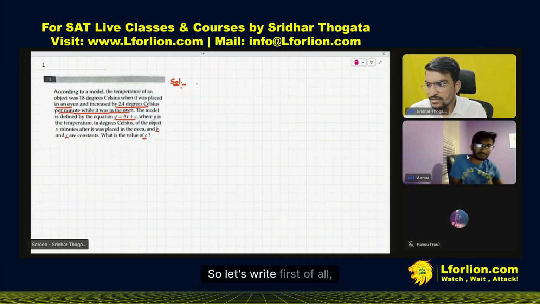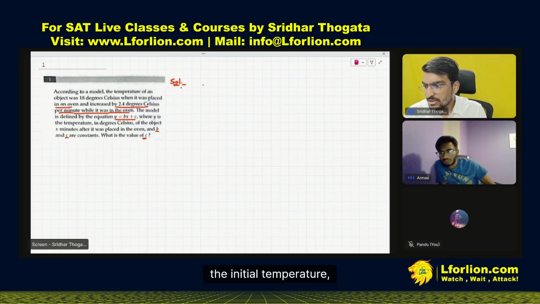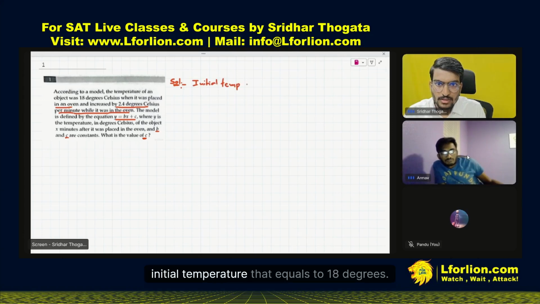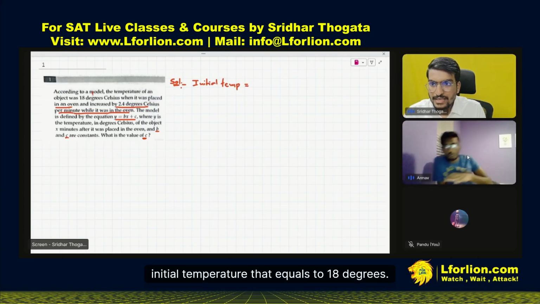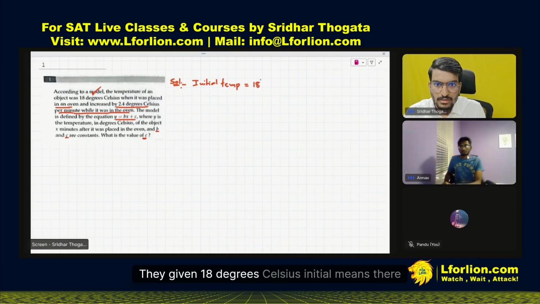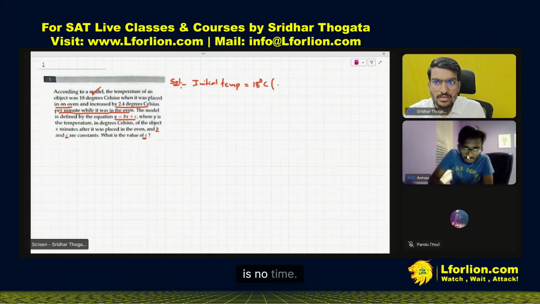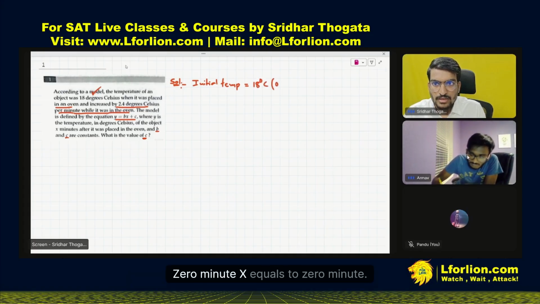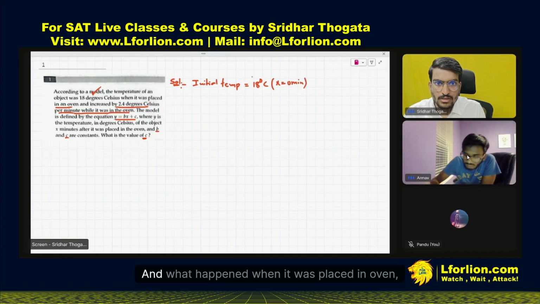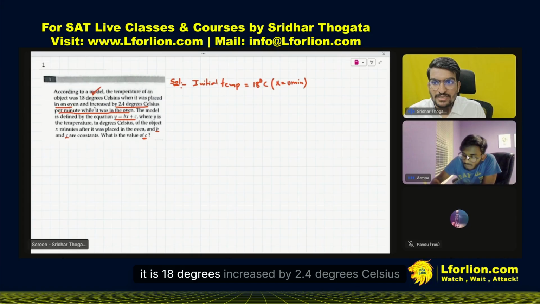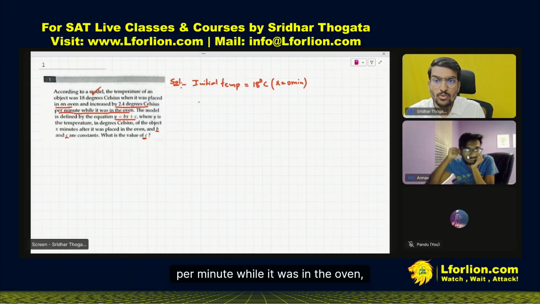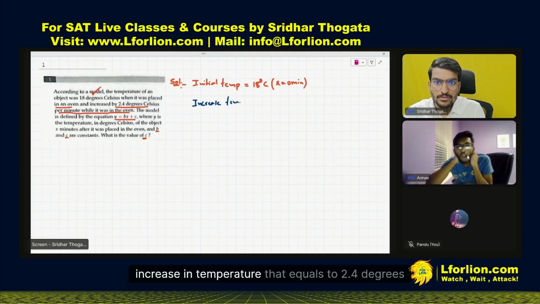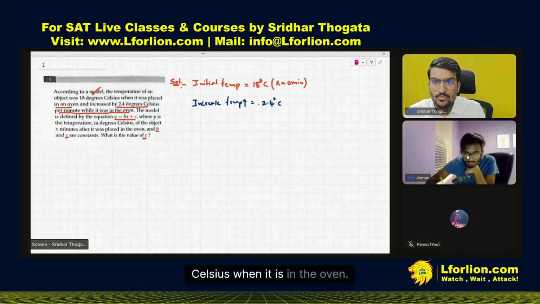So let's write, first of all, the initial temperature that equals 18 degrees Celsius, as given. Initial means there is no time, 0 minutes, x equals 0 minutes. When it was placed in the oven, it is 18 degrees Celsius. It increased by 2.4 degrees Celsius per minute while it was in the oven.